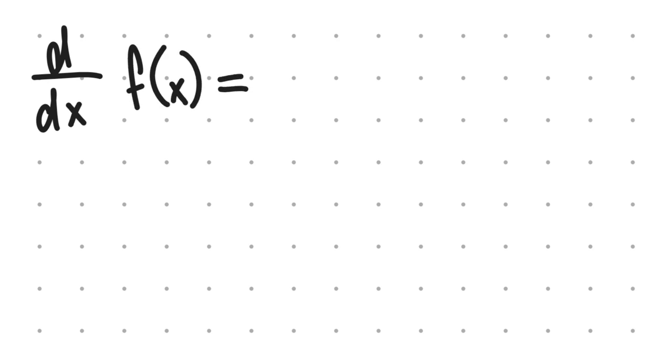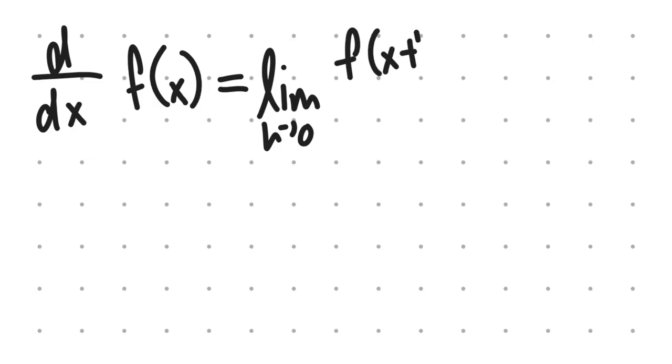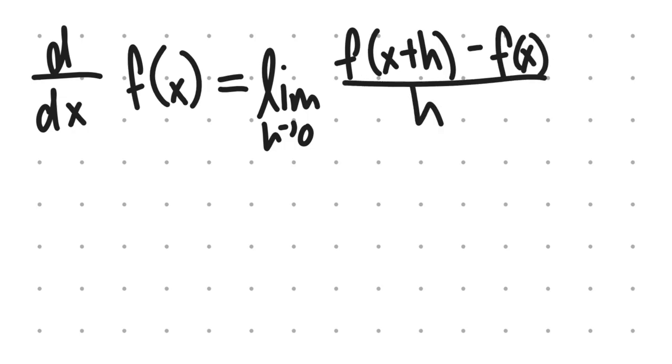Before we dive right in, we have to talk about the limit definition of the derivative. The derivative of any function f of x is given by the limit as h approaches 0 of f of x plus h minus f of x all over h. Now we're just going to plug in the cosecant inverse into the f of x.